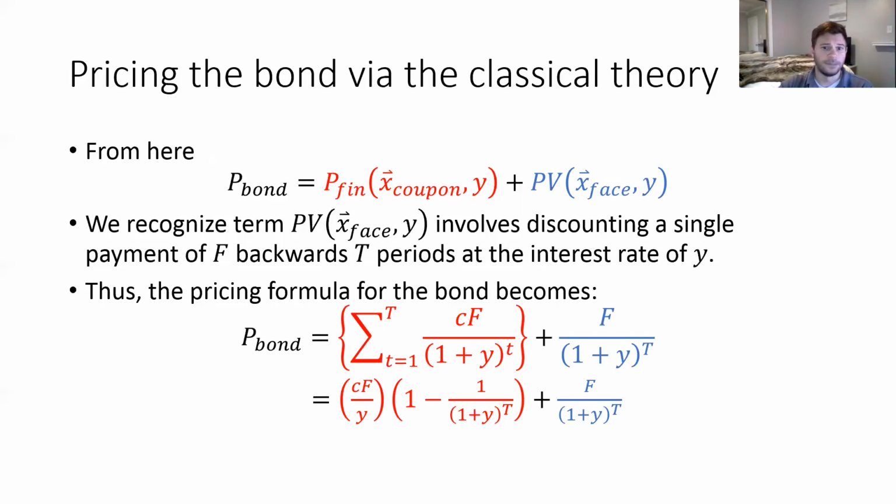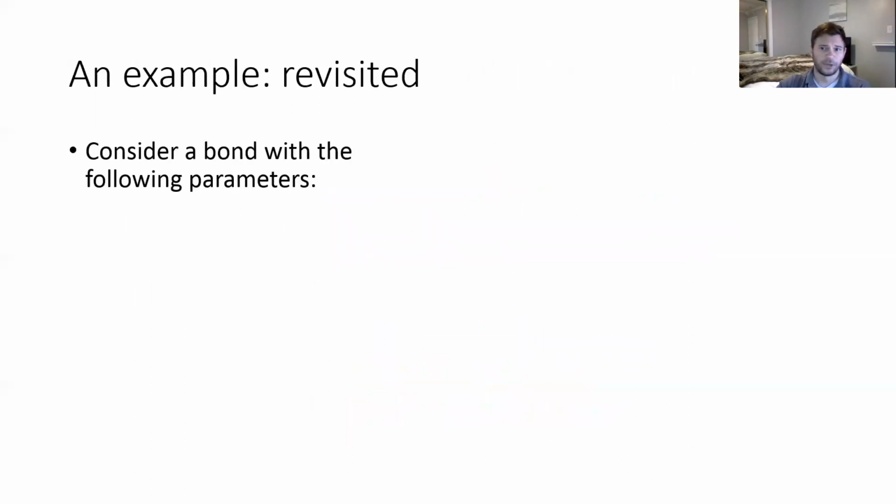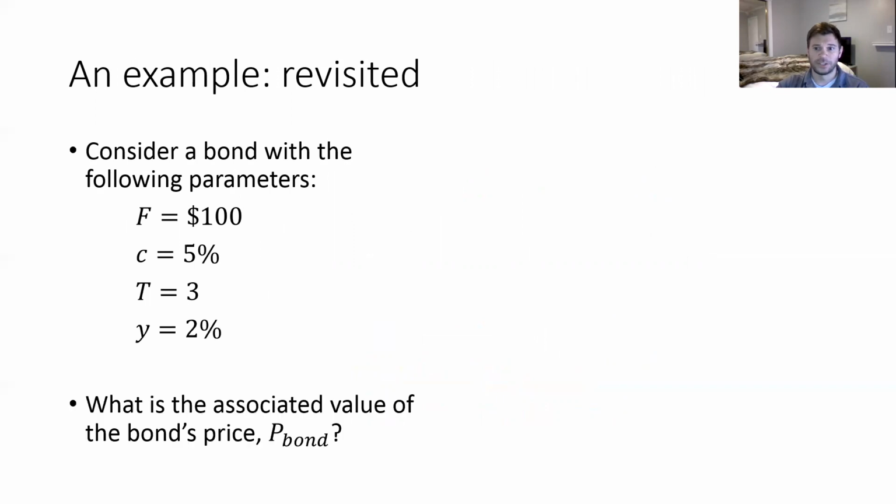Note the term in blue here is the present value of the face value payment, which is just us discounting that face value back capital T periods. So let's go ahead and revisit our example here. We had a face value of $100 on our bond, paying a 5% coupon across 3 periods. Let's suppose that the yield to maturity is 2%. And the question now is, what is the associated value of the bond's price?